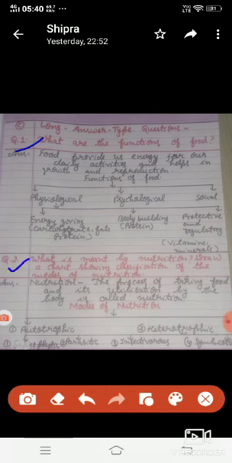Then we come to question 2. What is meant by nutrition? Draw a chart showing classification of the modes of nutrition. Answer: The process of taking food and its utilization by the body is called nutrition. Mode of nutrition is categorized into two, autotrophic and heterotrophic. Heterotrophic is categorized into the following four: saprophytic, parasitic, insectivorous and symbiotic.